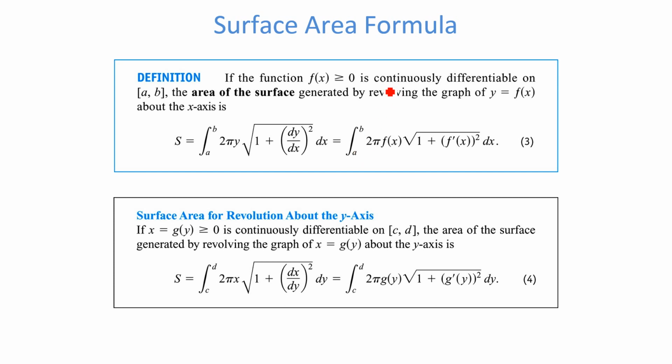So here is the formal definition of area of surface of revolution. If the function f(x) greater or equal to 0 is continuously differentiable on the closed interval [a, b], the area of the surface generated by revolving the graph of y equals f(x) about the x-axis is equal to the integral from a to b of 2 pi y, that is the circumference, times square root of 1 plus (dy/dx) squared, and this is the arc length, dx, and we can write it in terms of f as this integral.